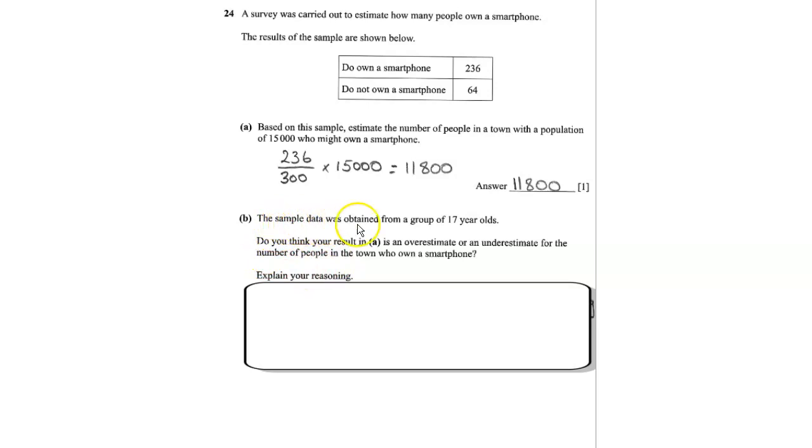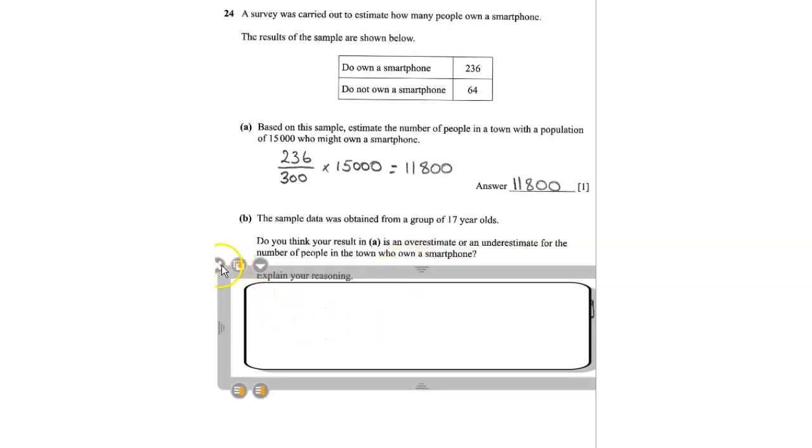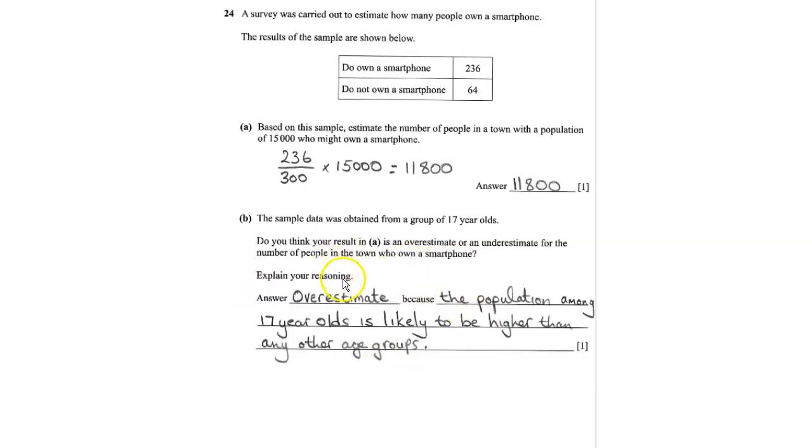The sample data was obtained by a group of 17-year-olds. Do you think your result in A is an overestimate or an underestimate for the number of people in the town who own a smartphone? Explain your reasoning. This one's an overestimate, because the sample data was obtained by a group of 17-year-olds. The proportion owning smartphones among 17-year-olds is likely to be higher than any other age group, so it might give you a false reading when you do your surveys.